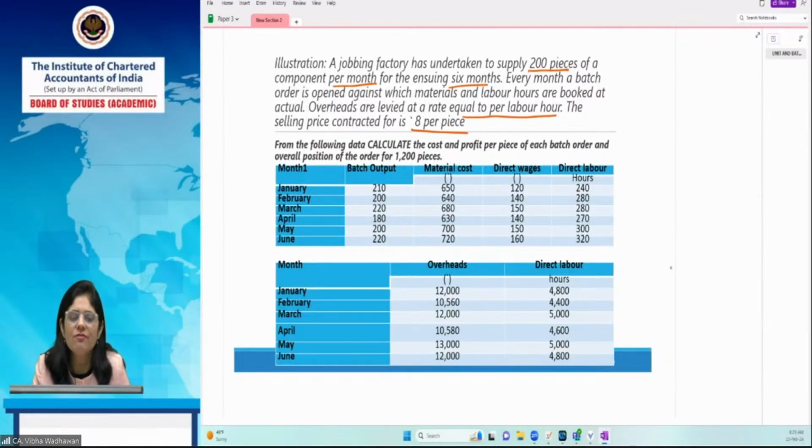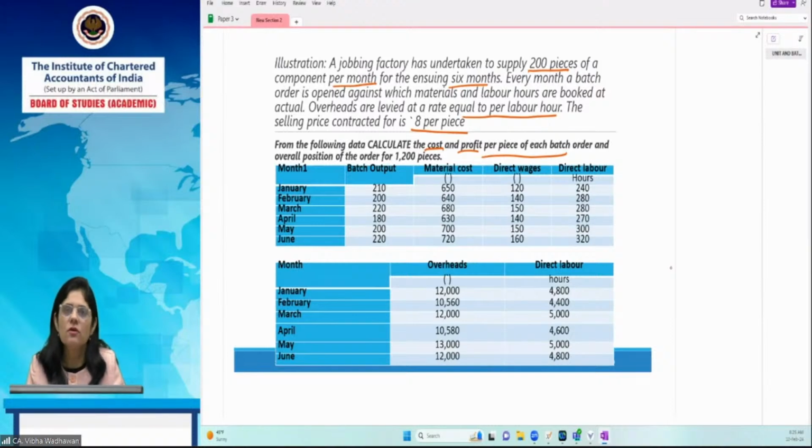So we have the selling price. We have the overhead rate, which is equal to per labor hour. Material and labor are always actual, so they are given. You have to calculate the cost and profit per piece of each batch. That means per unit. Clear? So first we'll be calculating per batch and then we will be calculating per unit.